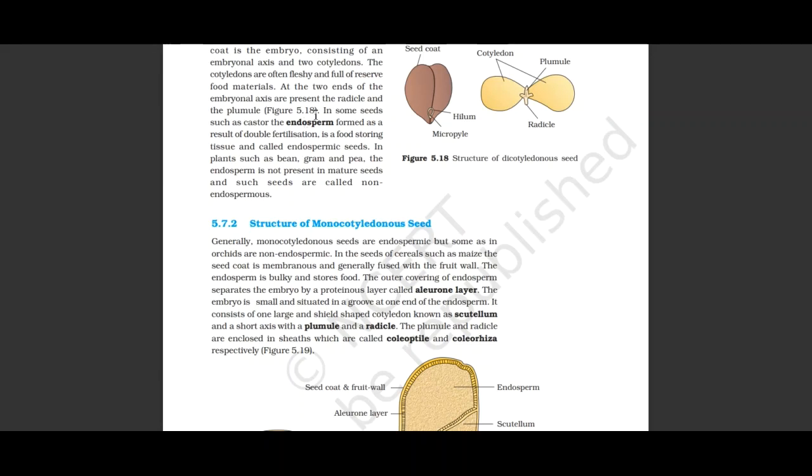Figure 5.18 represents the radicle and plumule. In some seeds, such as castor, the endosperm formed as a result of double fertilization is a food-storing tissue, and such seeds are called endospermic seeds. In plants such as bean, gram, and pea, the endosperm is not present in the mature seed, and such seeds are called non-endospermic. You have to remember the examples of endospermic and non-endospermic seeds.